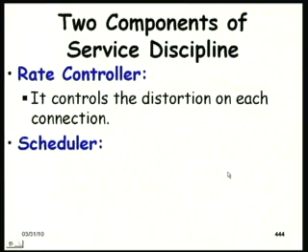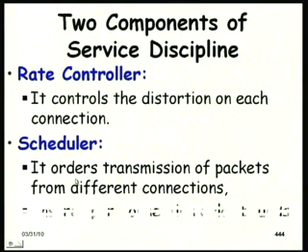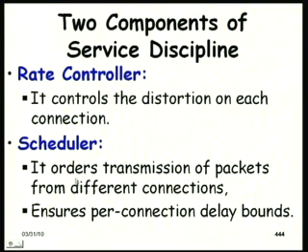So, we can think of a service discipline as including a rate controller or distortion controller and a scheduler, which transmits packets from different connections based on the resource reservation. So, there are two main responsibilities of a service discipline. One is rate controlling and the other is scheduling. We have already seen that.